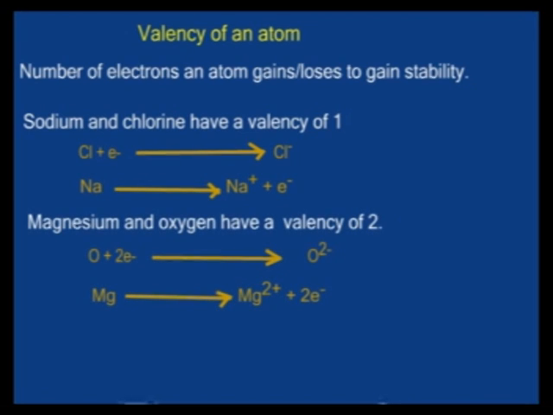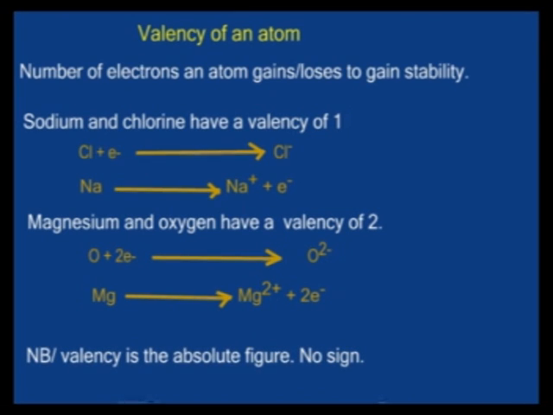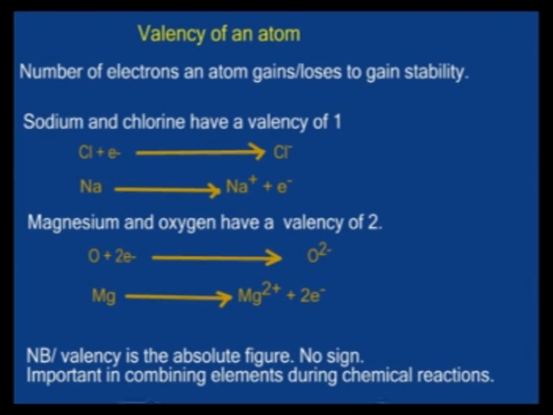Magnesium and oxygen have a valency of 2. Now, notice that the valency is the absolute number without the sign. This valency is very important in combining elements during chemical reactions.